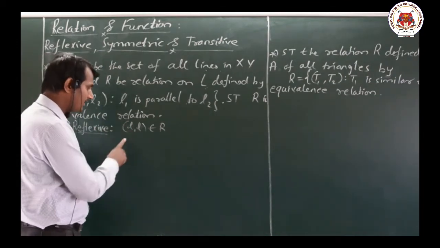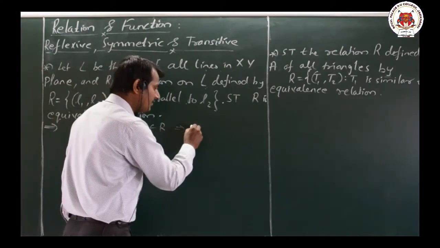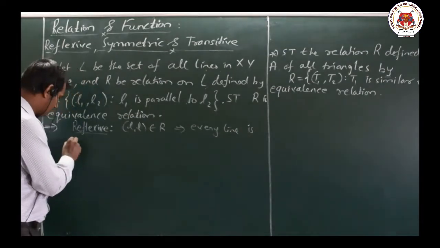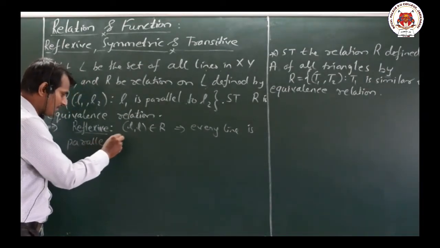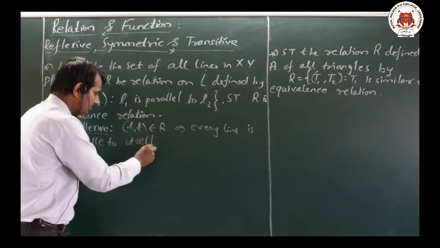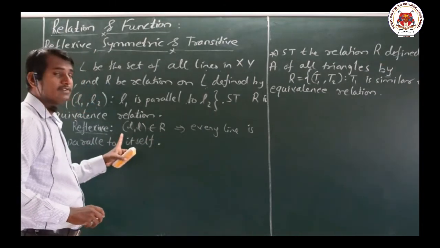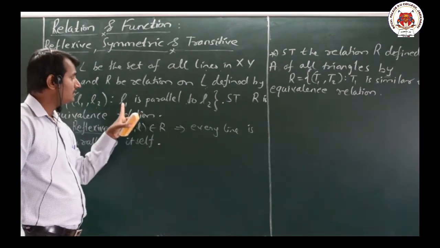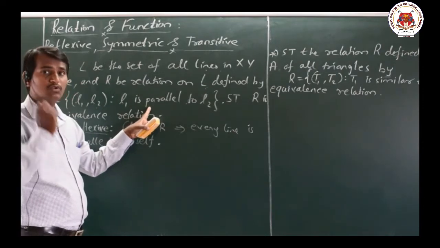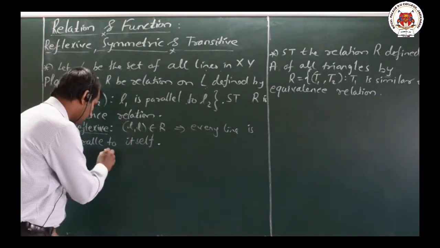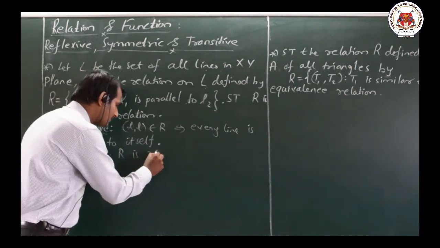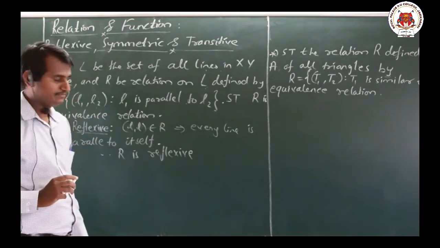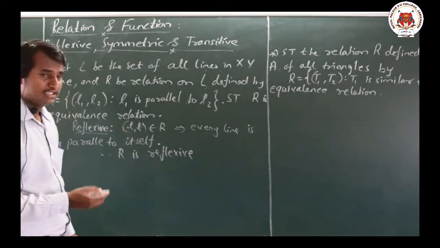Now here we have to observe that every line is parallel to itself. Therefore, it is reflexive, since every line is parallel to itself, and we are making use of this condition because L1 is parallel to L2 here. Therefore, relation R is reflexive. The first condition, that is reflexive. Now let us move on with the next one, that is symmetric.